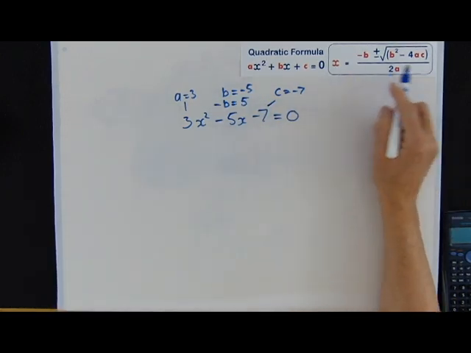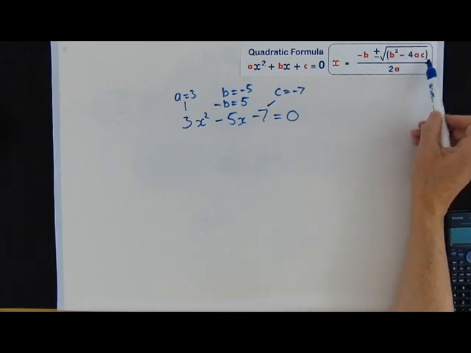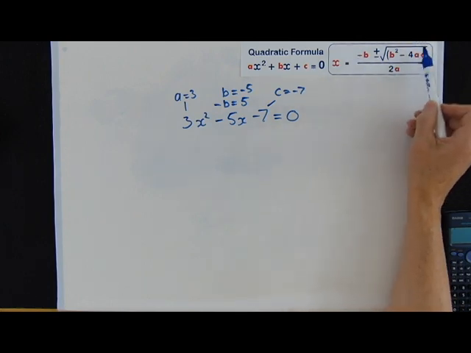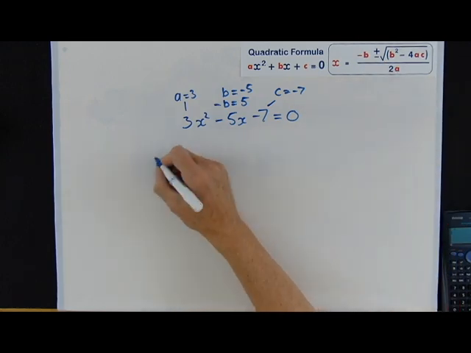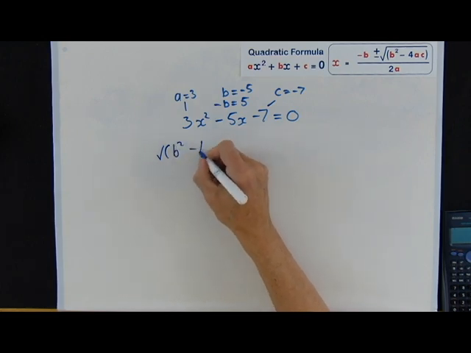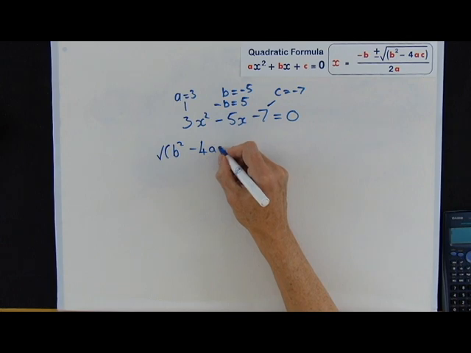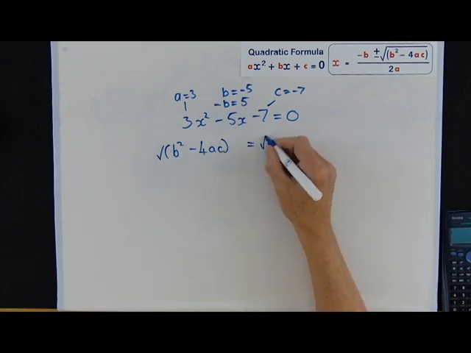Time now to look at the formula. What I advise doing is do the square root bit first. Don't try and do the whole thing, but do the whole of the square root. So using the same notation as is on the calculator, square root, open your brackets, b squared minus 4ac, close the brackets, equals, now open the brackets.